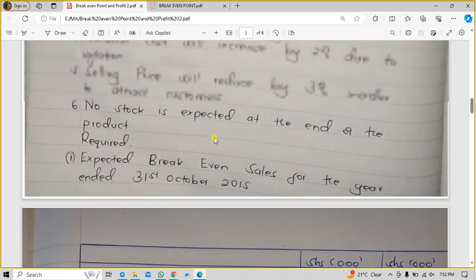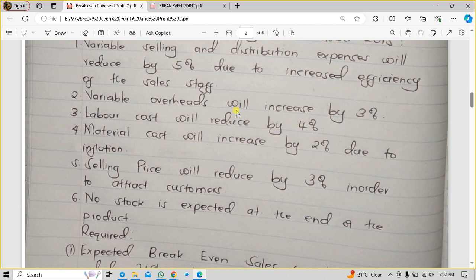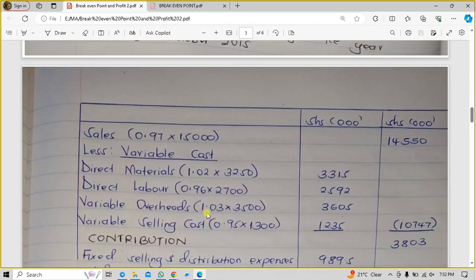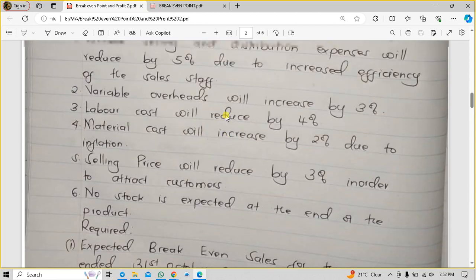We proceed to variable overheads. They will increase by 3%. So our new variable overheads will be 1.03 times 3500. We get that.